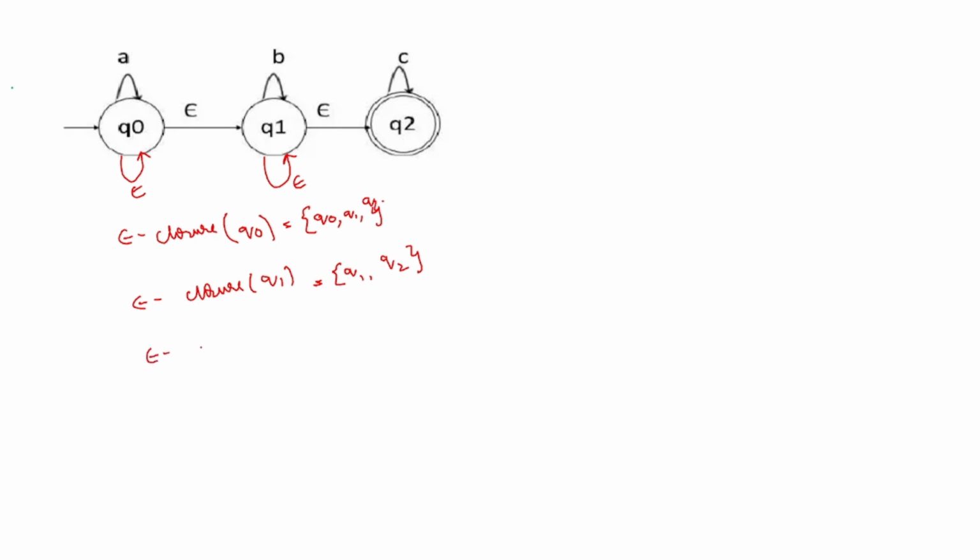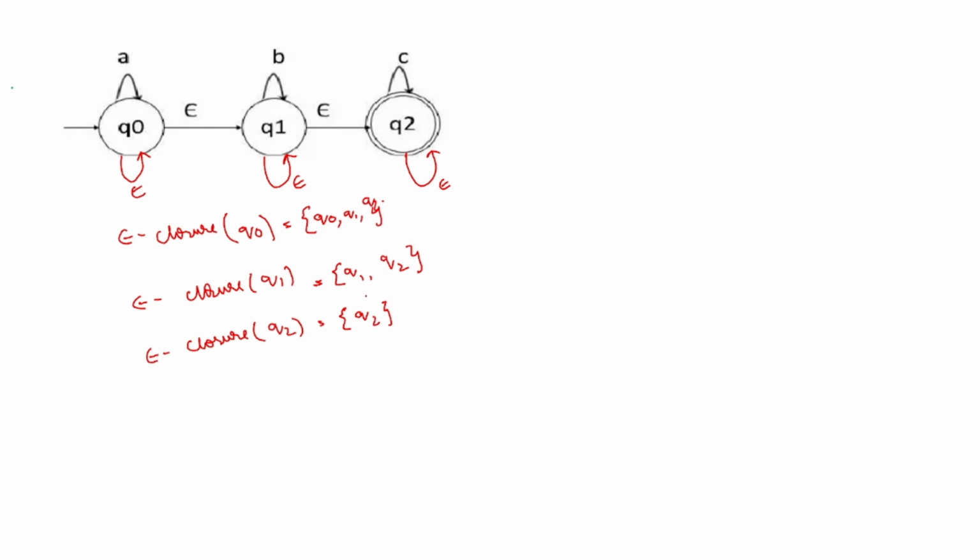And the third one is epsilon closure of Q2. So in epsilon closure of Q2, only Q2 is having an epsilon transition because we can do a self loop here, and there are no further epsilons, so only Q2. This is how we find the epsilon closures.